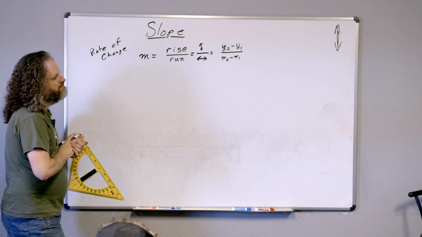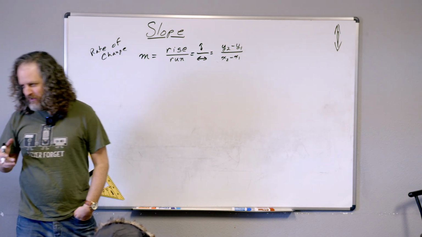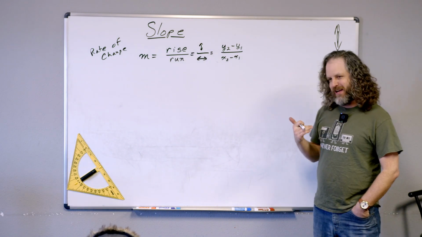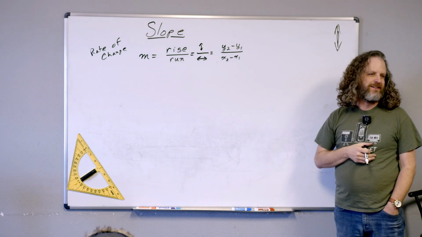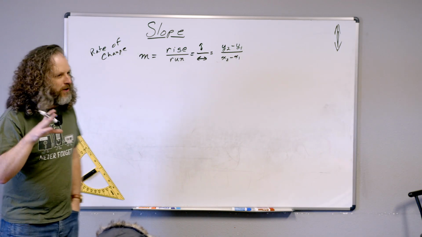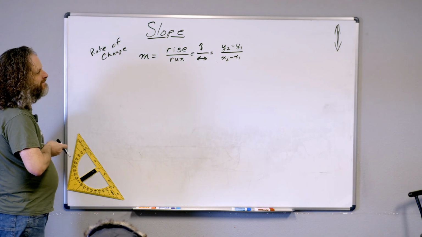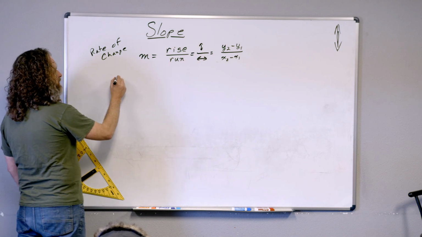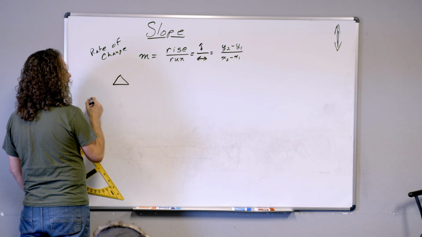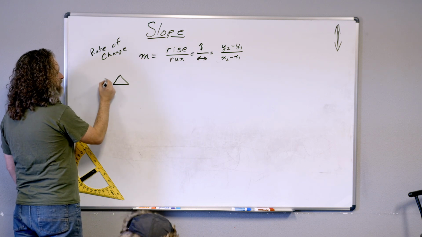Now I'm going to add, because we're pushing ahead, some big brain notation on here. When we have a change in, we get to use a fancy Greek letter. We get to use the triangles. This is a Greek letter delta.